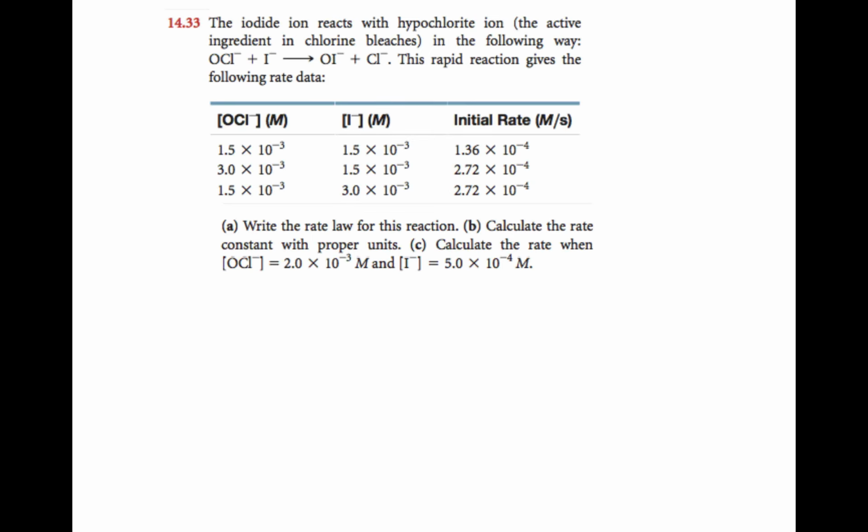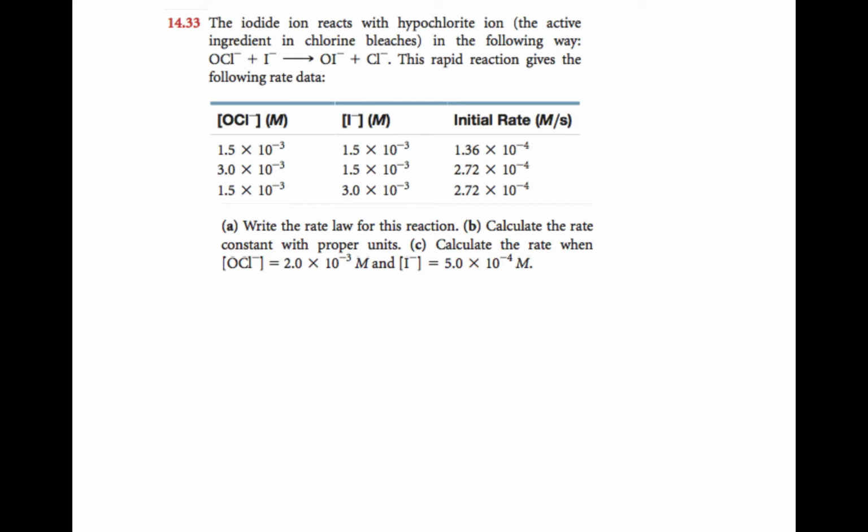The iodide ion reacts with hypochlorite in the following way. This rapid reaction gives the following data. Write the rate law for this reaction. All right, so this is how we find rate law, right? What effect the concentration has on the rate of reaction.